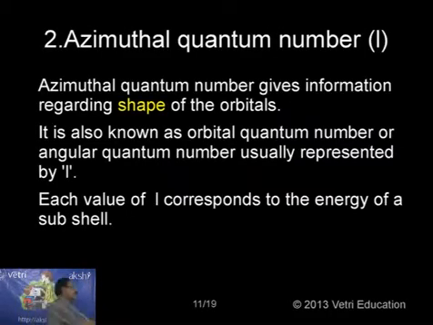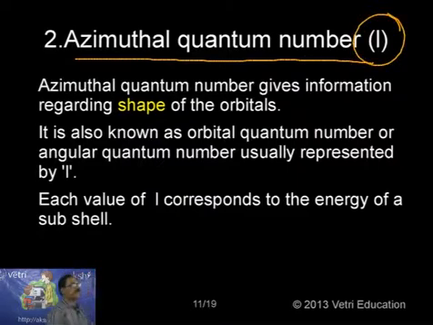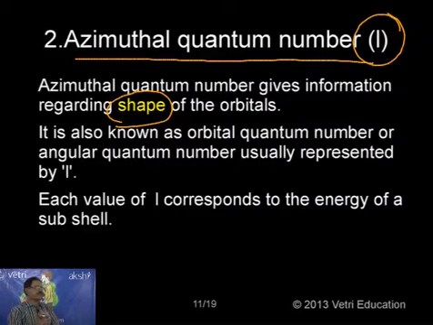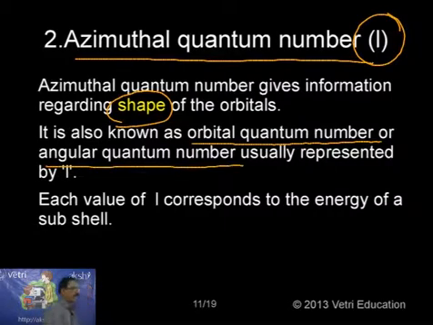So next, the second quantum number, the azimuthal quantum number, usually represented by l. For our comparison, you can compare it with the Sommerfeld theory. The azimuthal quantum number gives information regarding the shape of the orbital. The principal quantum number gives information on size, because if we know n, we can calculate the size of the orbit and the energy also. It is also known as the orbital quantum number or angular quantum number, usually represented by l.